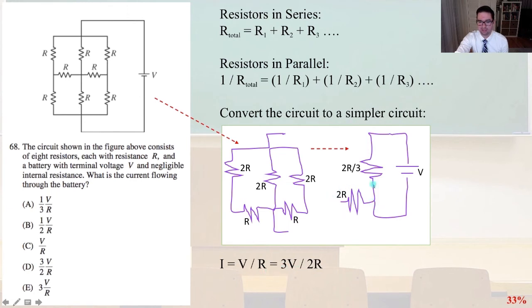And this circuit right here off to the side, when you have a circuit off to the side, that is not in the way of the current at all. So right here is the main bread and butter of the problem. And so I equals 3V over 2R, and that is answer D.